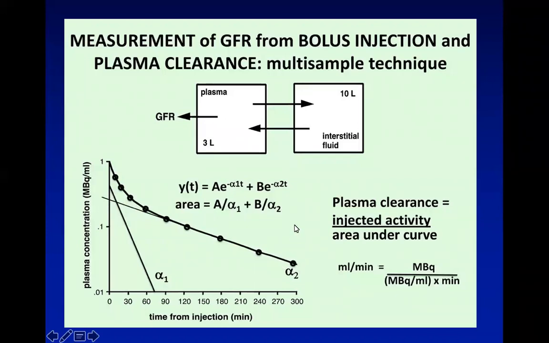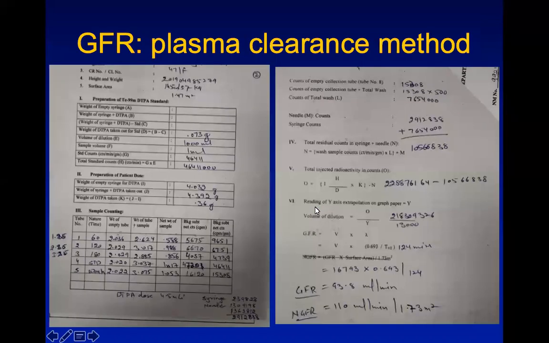Some institutes only use a single sample. We use a three sample to avoid any errors. What we use is 60, 120, and 180. That is 1 hour, 2 hour, and 3 hour samples. Or you could use data samples at 120, 180, and 300 minutes. Protocol differs from center to center.